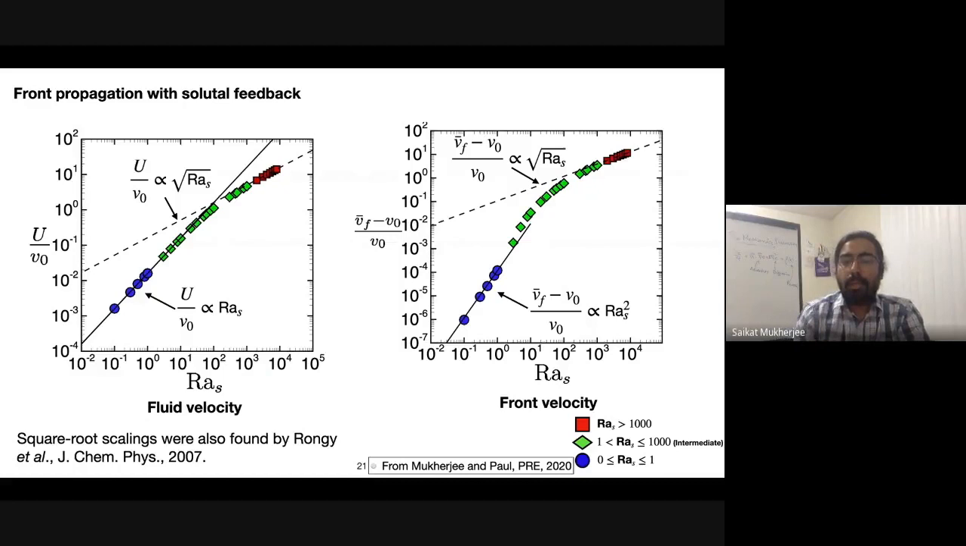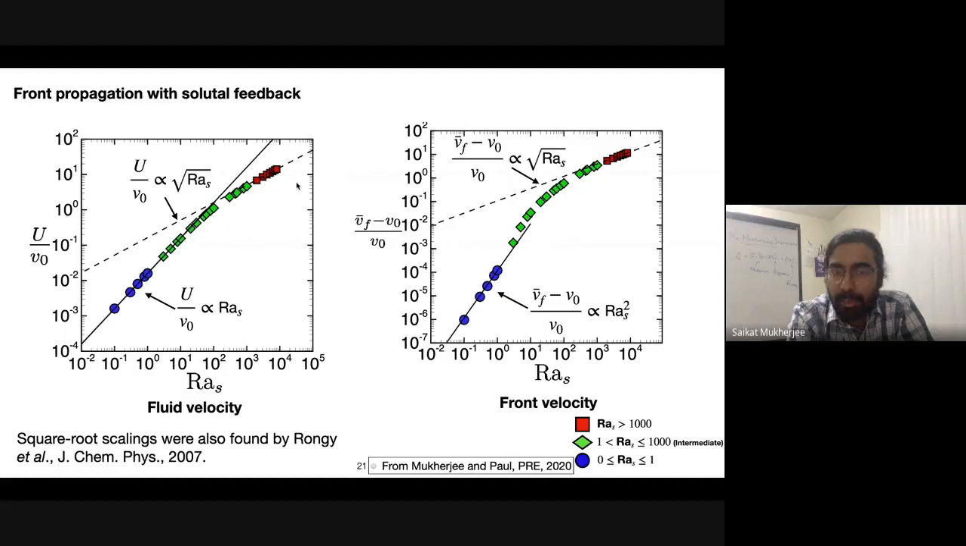So we went ahead and calculated the front and fluid velocity again for this problem, and we plotted it with our control parameter, which is now the solutal Rayleigh number. These are both log-log plots. What happens to the fluid velocity is that it varies linearly with the solutal Rayleigh number for solutal Rayleigh numbers between 0 and 1. But for larger values, it varies as the square root of the solutal Rayleigh number. There is a transition between these two regimes, shown by these green points here.